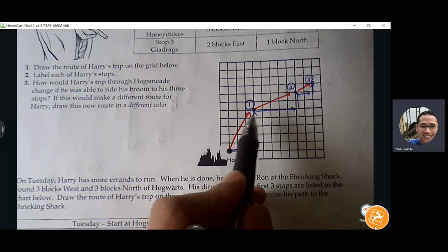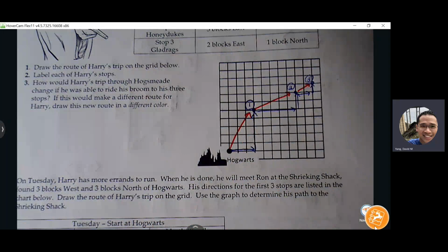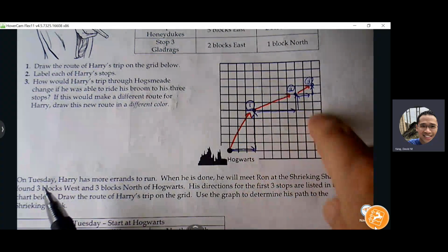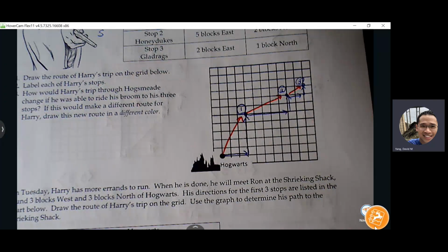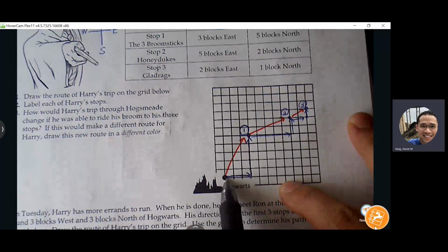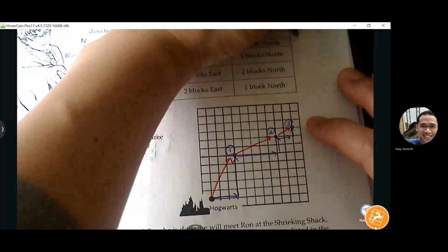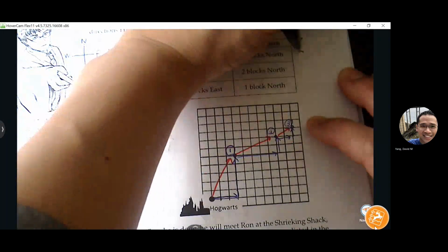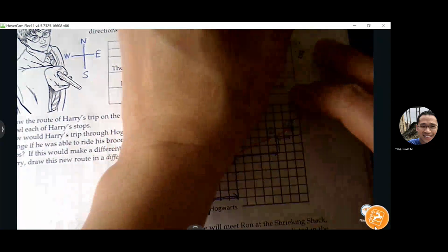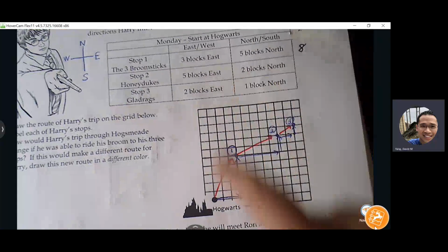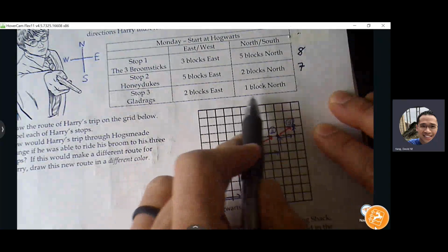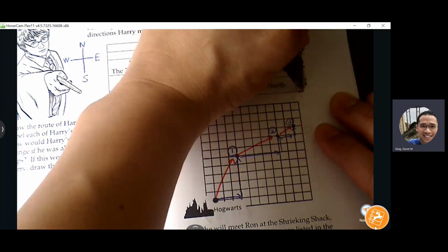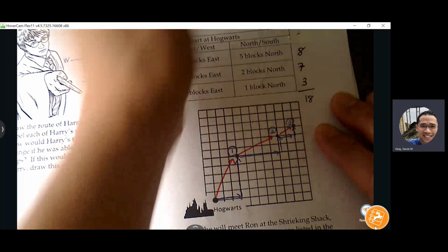Let's see if we can figure out how far his trip is going to be walking versus if he were on his broom. So we just count the number of units, right? So 3 plus 5, 5 blocks east, 2 blocks north, 2 blocks east, 1 block north. So his walking distance would be 18 blocks.